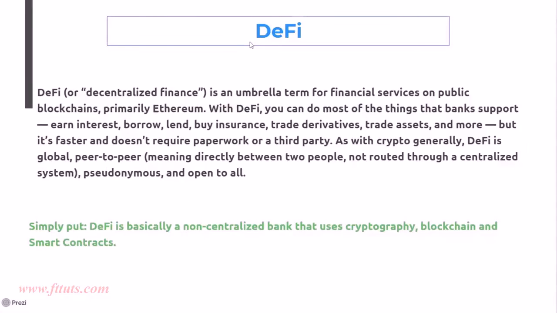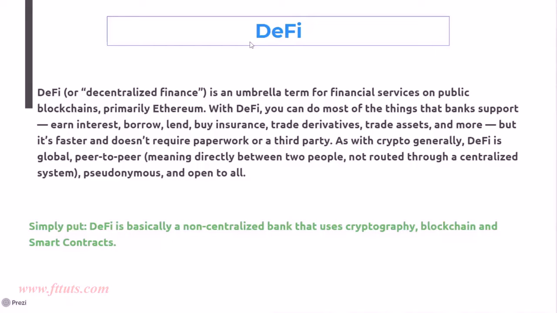DeFi is something that I also want to talk about, just as fundamental information to understand about crypto. DeFi, or decentralized finance, is an umbrella term for financial services on public blockchains, primarily Ethereum. With DeFi, you can do most things that banks do: earn interest, borrow, lend, buy insurance, trade derivatives, trade assets, and more, but it's faster and doesn't require paperwork or a third party. As with cryptos generally, DeFi is a global peer-to-peer system, meaning directly between two people, not routed through a centralized system, basically open to all.